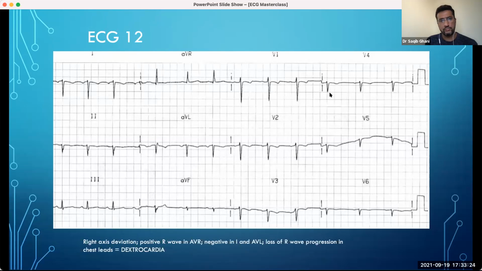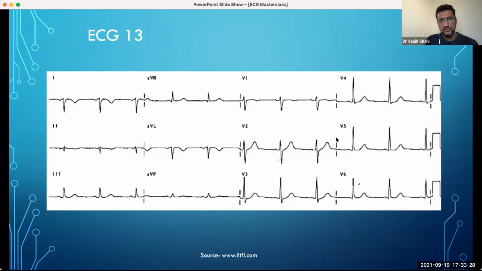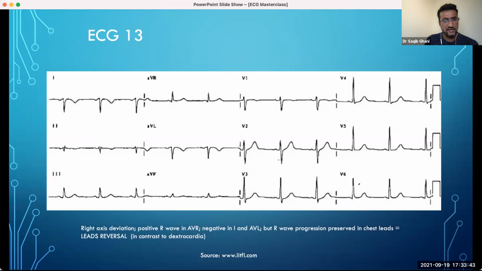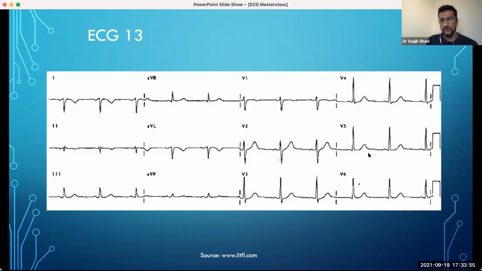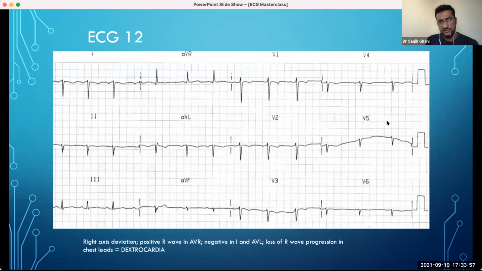In other words, the leads are in the right place, but the heart is in the wrong place. If you compare that with this ECG, the AVR is again positive. You do have right axis deviation, but you've got intact R wave progression, which means the heart is in the right place and the leads are in the wrong place. So this is lead reversal. The difference between dextrocardia and lead reversal: you will see positive AVR and right axis deviation in both, but R wave progression will be intact in lead reversal, whereas it will go away in dextrocardia.